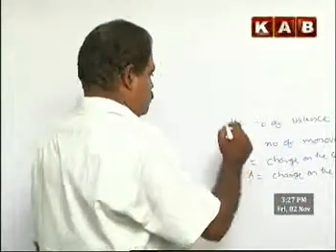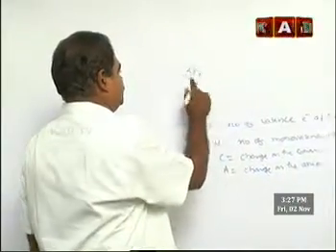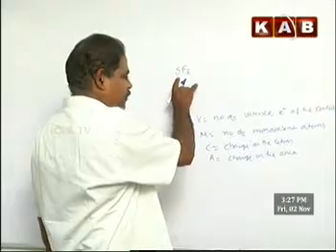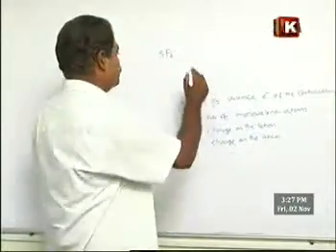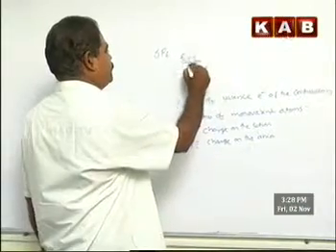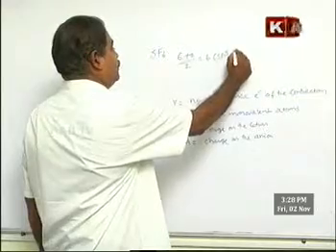Now, one more molecule, SF6. Sulfur belongs to the 6th group, which indirectly tells you that sulfur has 6 valence electrons. 6 plus 6 by 2, once again 6, the hybridization is sp3d2.